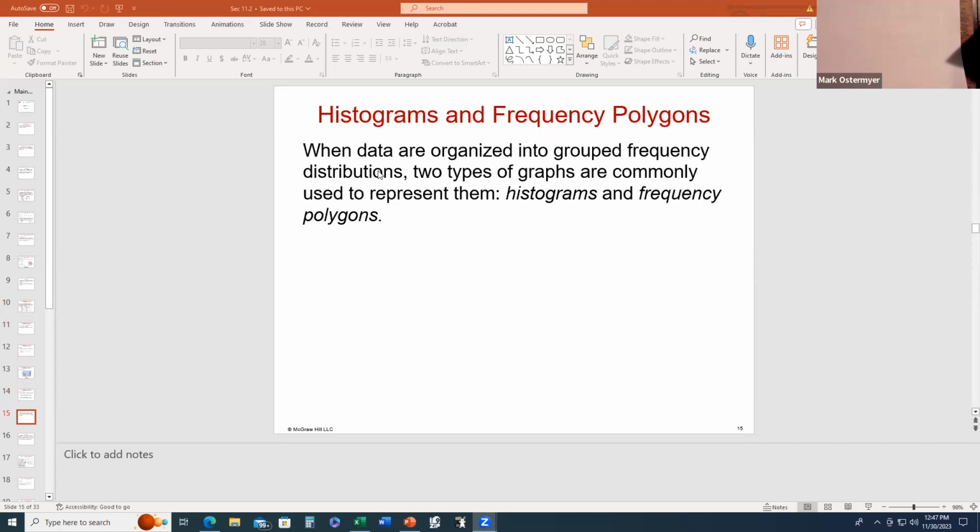All right. When data are organized into grouped frequency distributions, the grouped aspect means that we usually have numeric class limits or class intervals. Two types of graphs are commonly used to represent them: frequency histograms or relative frequency histograms, and a graph called a frequency or relative frequency polygon graph. Okay.